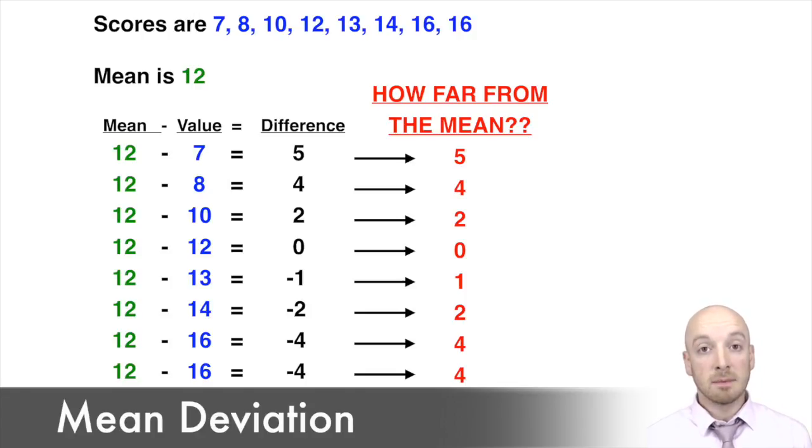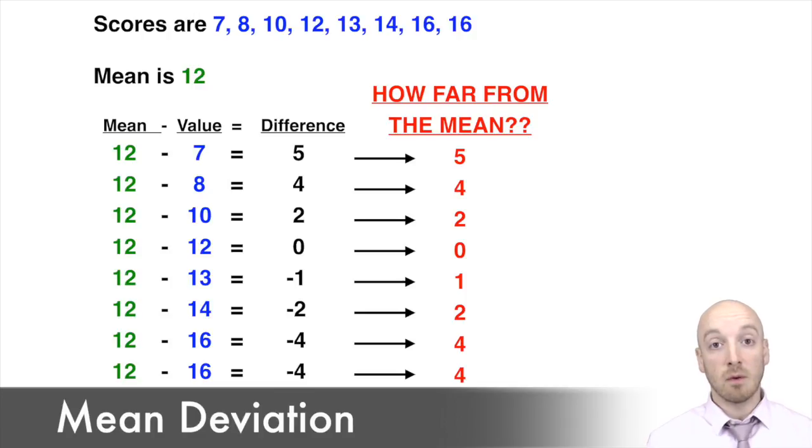Now notice when I'm subtracting every value from the mean of the distribution, I'm ignoring any negatives. I'm just writing the difference of that number from the mean itself. I don't care if it's above or below. I just want to know how far away from the mean every value is. So now that I have a list of all my differences as positive numbers only, remember, I don't care if I'm above or below the mean, I just want to know how far away.